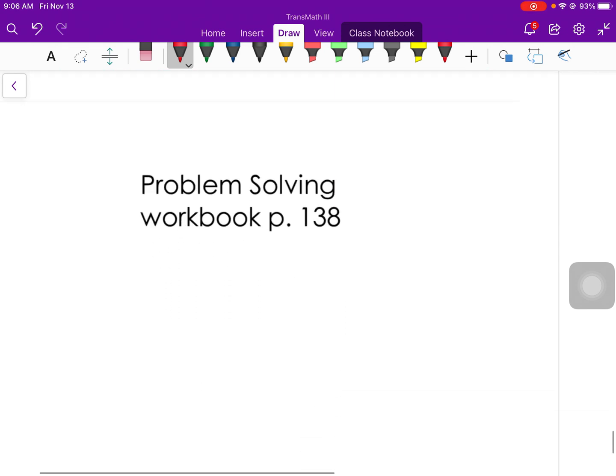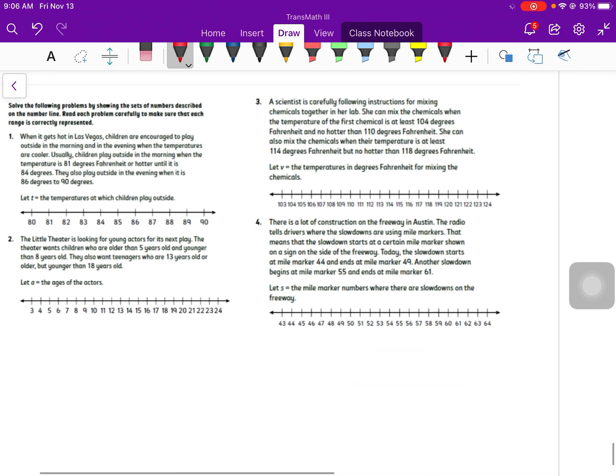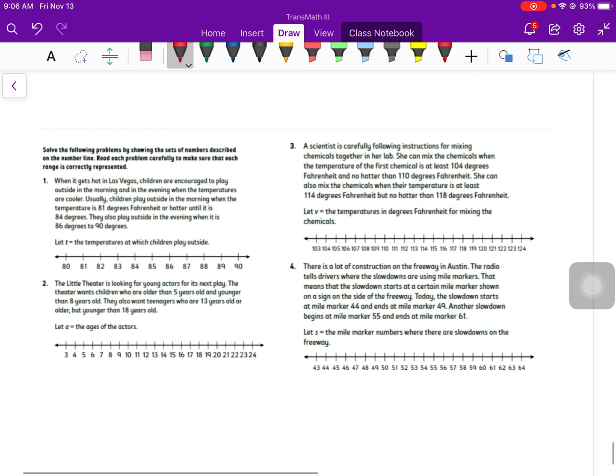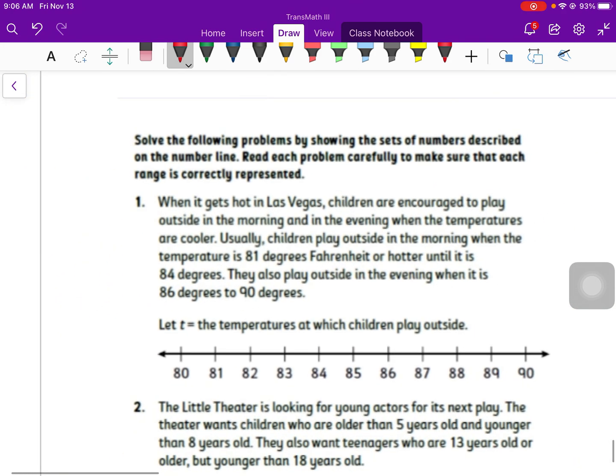So now we're going to do a couple word problems in this section. All we're going to be really doing is graphing. It says solve the following problems by showing the sets of numbers described on the number line. Read each problem carefully to make sure that the range is correctly represented. They tell you what the variable equals, so you need to come up with the inequality and then graph it. I'm going to do number 1, then I'm going to have you pause the video and do 2 through 4.